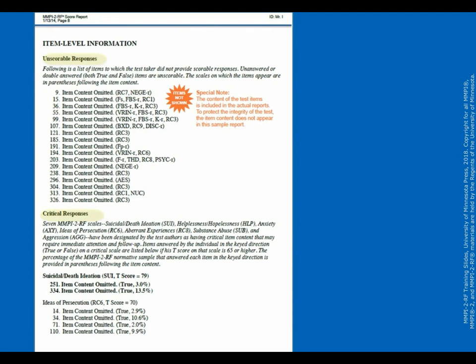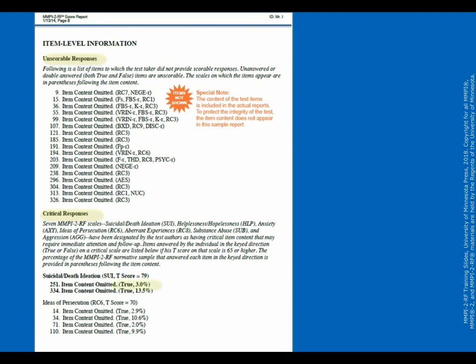The second type of item-level information that will always be included in the score report are those items that have been designated as critical responses, or items that could indicate the need for immediate follow-up. These critical responses were designated by the test developers and include items from scales such as suicidal death ideation, helplessness, hopelessness, anxiety, ideas of persecution, aberrant experiences, substance abuse, and aggression. In the critical responses section, then, items in which the test taker endorsed one of these critical items as applying to them will be listed for you.